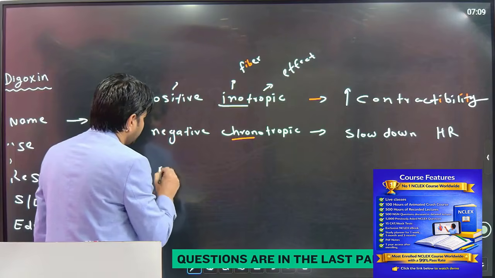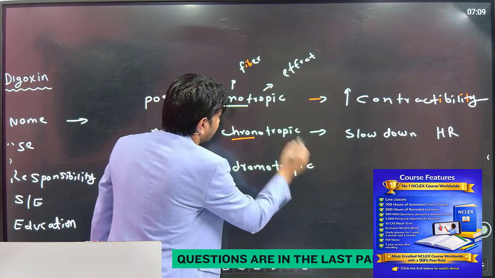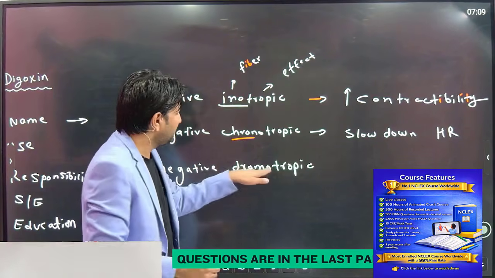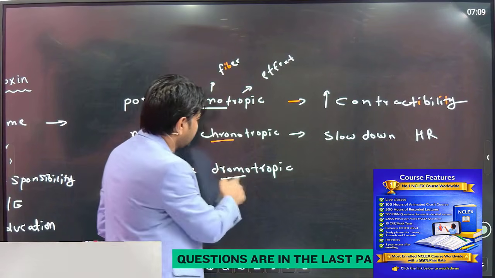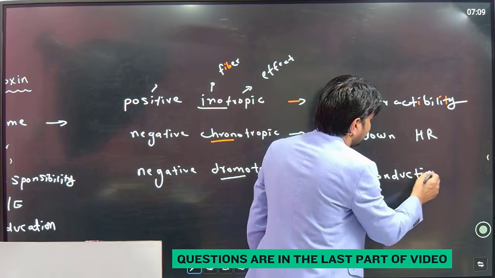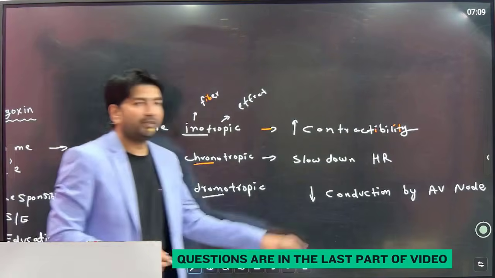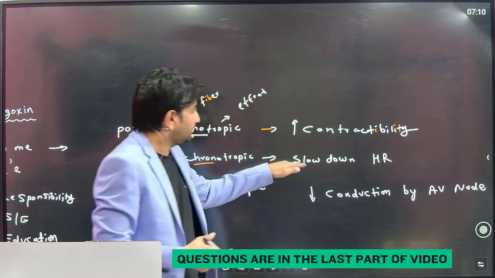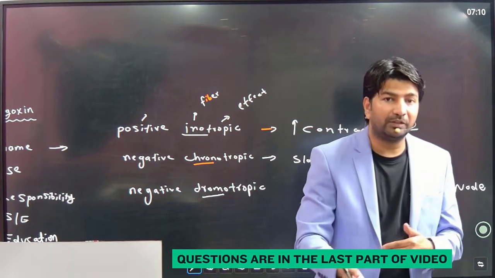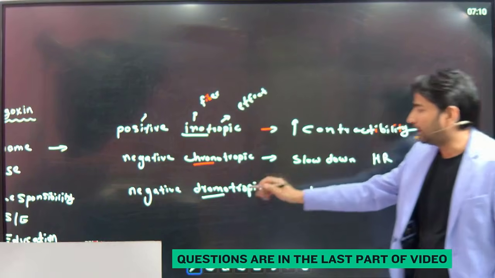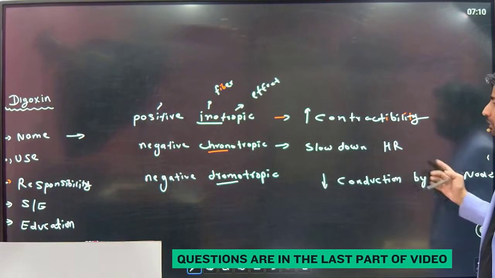And digoxin is also a negative dromotropic. Negative means it will decrease, tropic means effect, and the word in the middle is dromo. Dromo means conduction. These are all Greek terms that have been translated into other names. This means it will reduce conduction through the AV node. The heart has an SA node and an AV node. The SA node determines the heart rate, while the AV node handles conduction, transmitting impulses from the SA node through the atria and then into the ventricles. So when we administer digoxin, it acts as a negative dromotropic: negative means decrease, and dromo means conduction, so it will reduce conduction through the AV node.